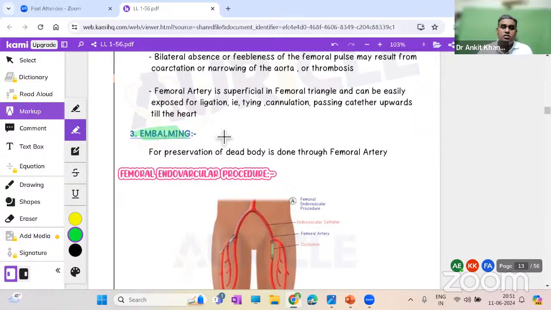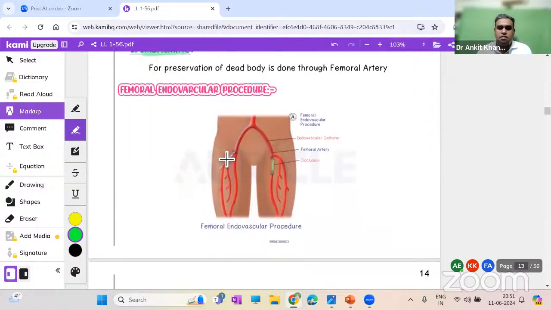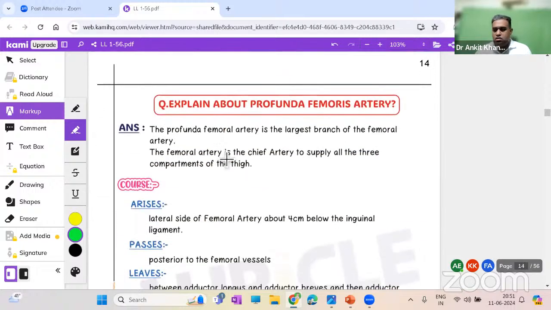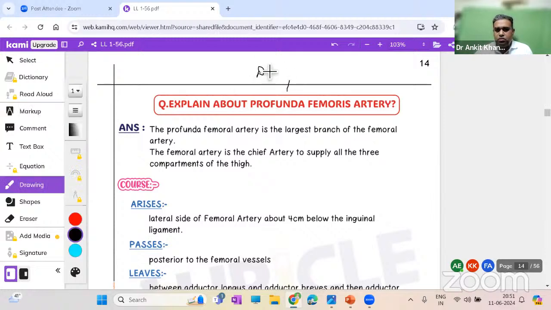Femoral artery is used for embalming in your cadavers. Endovascular procedures can be done over here, right? Now, there's a question about explaining the profunda femoris. What is profunda femoris? It is nothing but the deep femoral artery. It is the deep femoral artery.